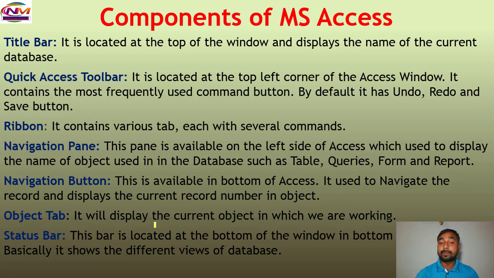Object tab. It will display the current object in which we are working. Then the status bar. This bar is located at the bottom left side of the window. Basically, it shows the different views of the database. As per the need, we have some different views. All those views we can check with the help of the status bar. So these are the basic components of MS Access.